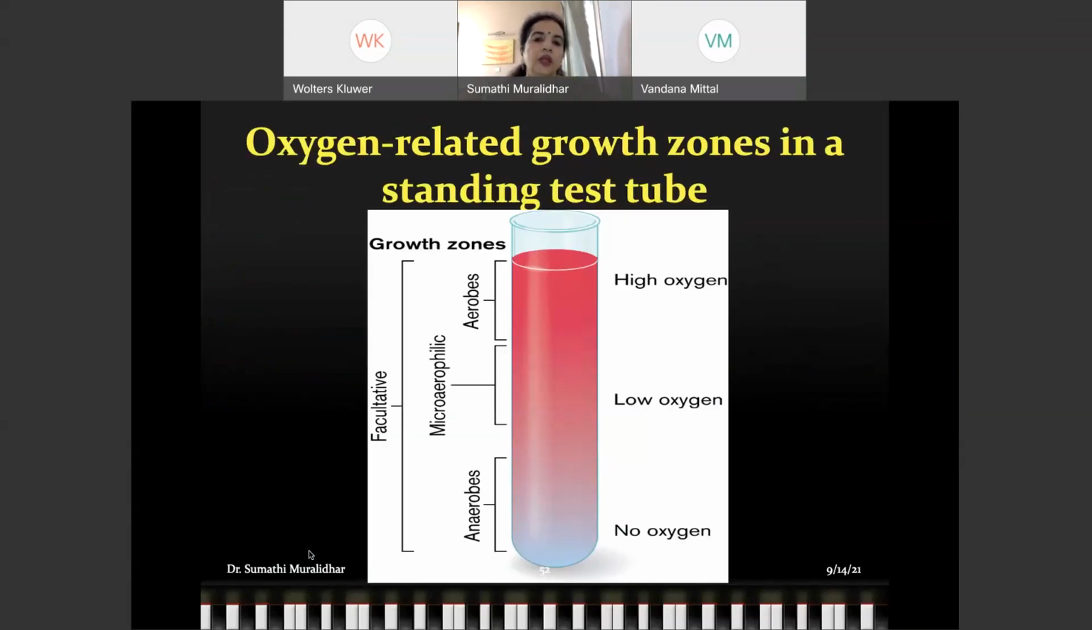Now, oxygen related to growth size. Here you can see in this tube, in the same tube of liquid medium, you have aerobes growing at the top because it's closer to the air.